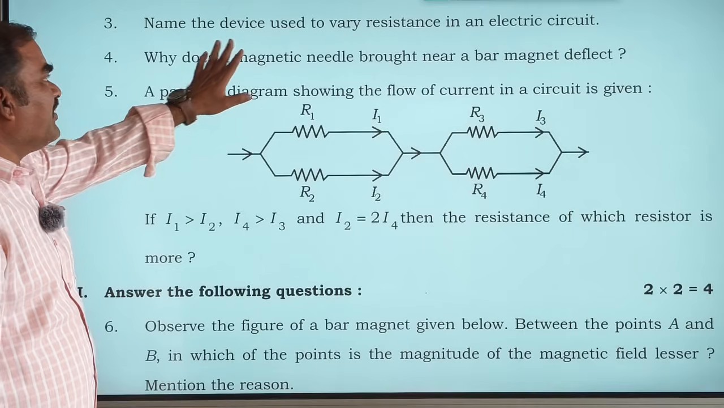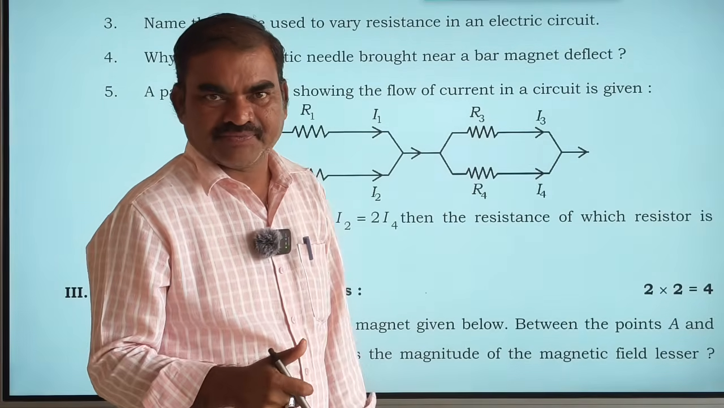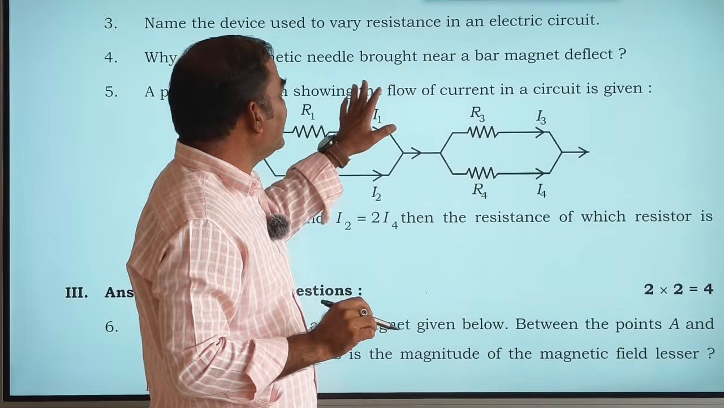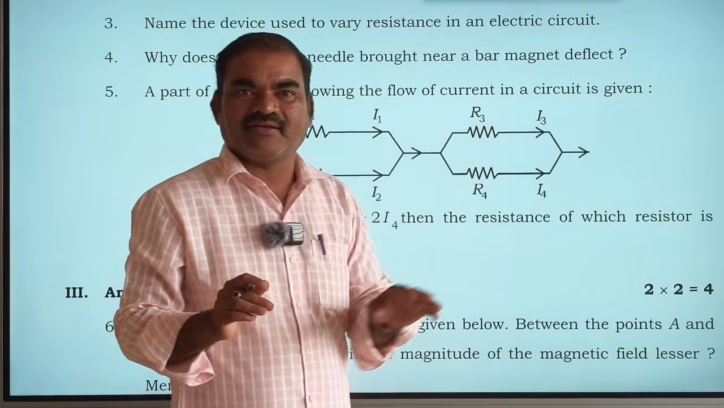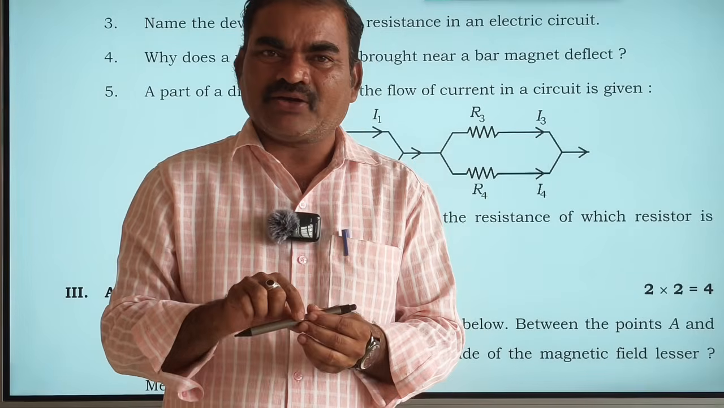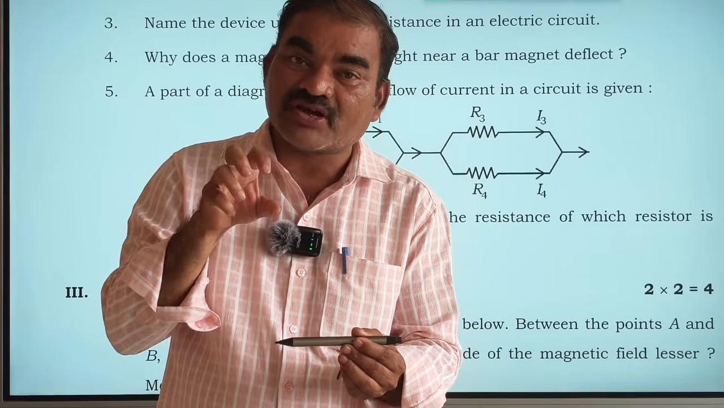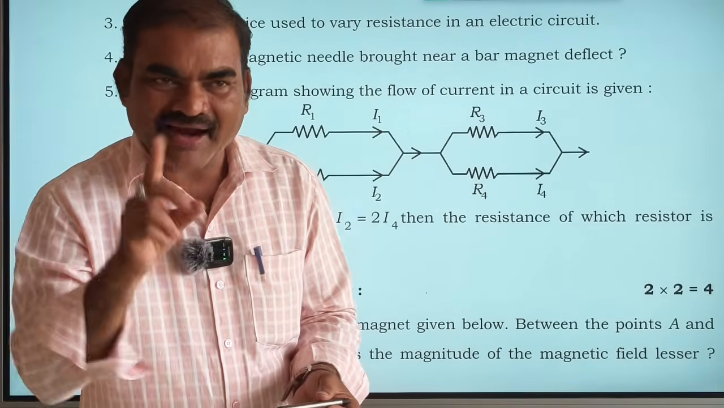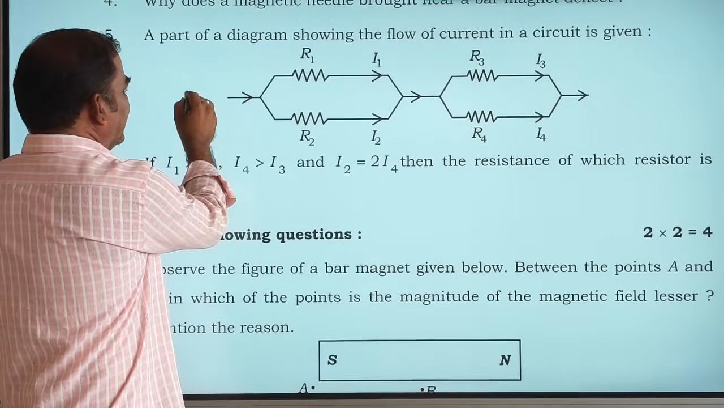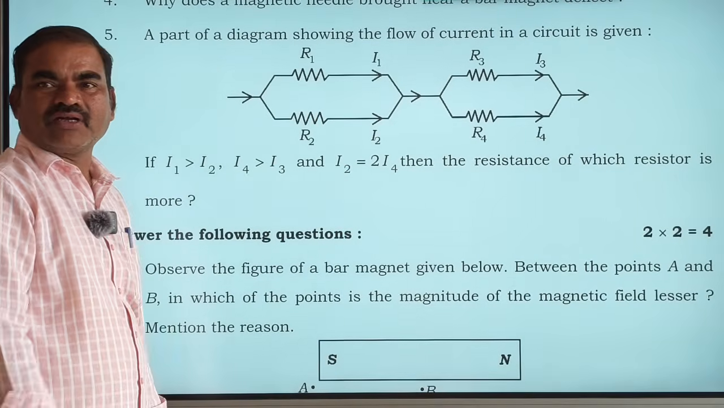Next, name the device used to vary resistance in an electrical circuit. A rheostat. So it is an instrument, rheostat. Why does a magnetic needle brought near a bar magnet deflect? In a bar magnet, north and south poles will be there, so there will be a force of attraction and a force of repulsion. So the magnetic needle is going to deflect. Next one here is R3. R3 is resistance.